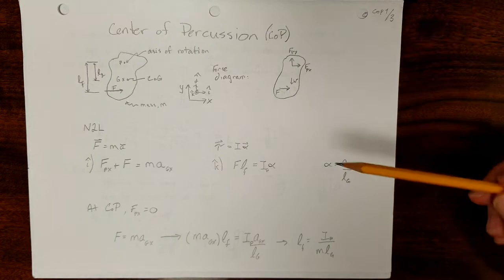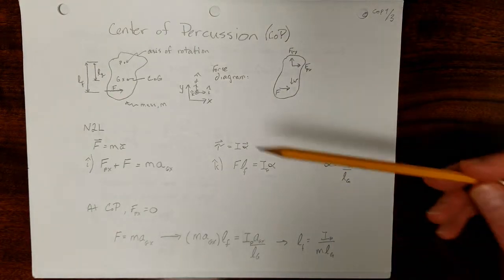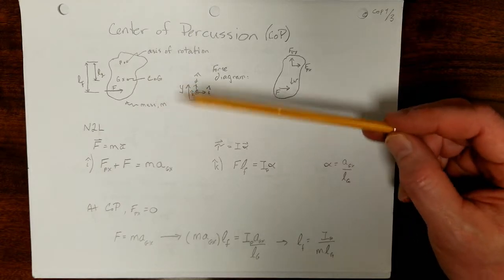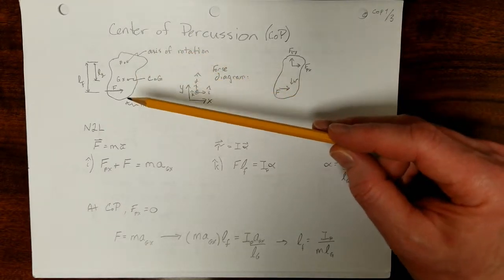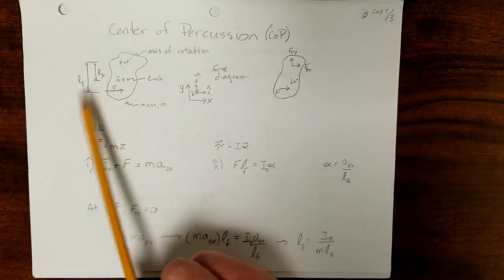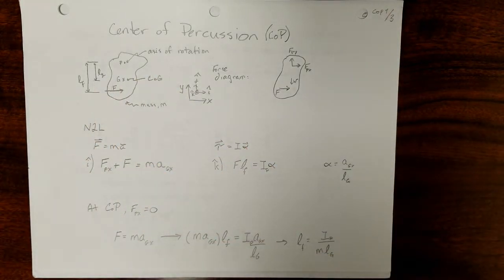Let's talk about the center of percussion. Center of gravity is that balancing point, and that's what COG is, center of gravity. We have an axis of rotation. We have some force hitting an object. So you can think of bat and ball if you want, and we'll do that example specifically in a moment.